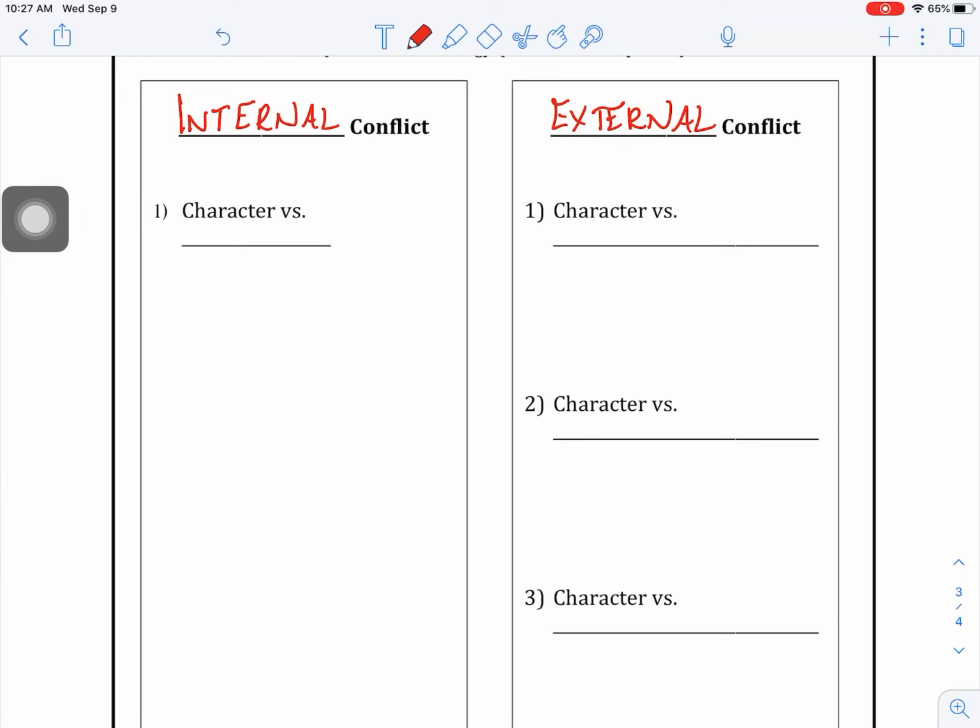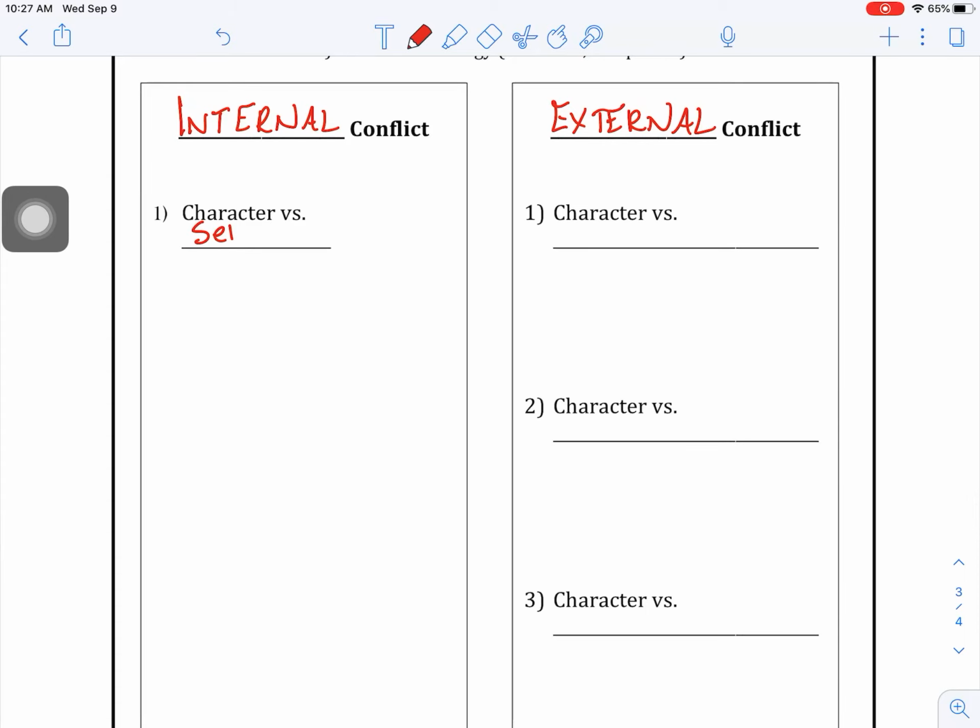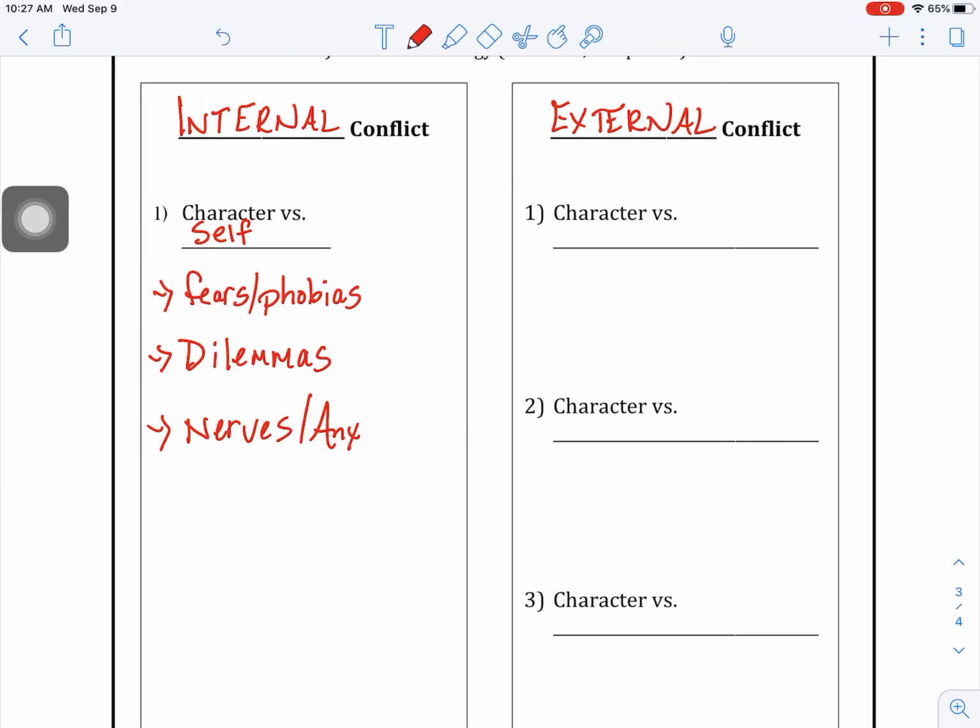Internal simply means the character is having a conflict with himself or herself, all within their own mind, within themselves. These are things like fears or phobias. These are things like dilemmas, trying to decide what to do in a given situation. Nerves, anxiety, embarrassment. Those are all internal conflicts.